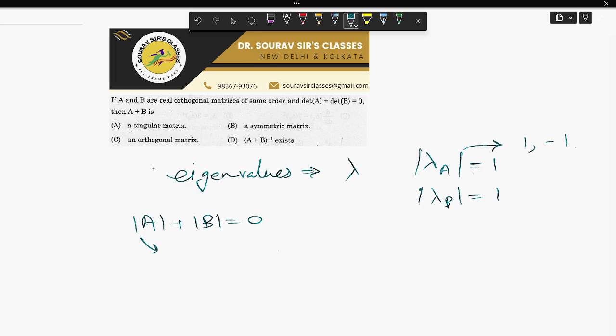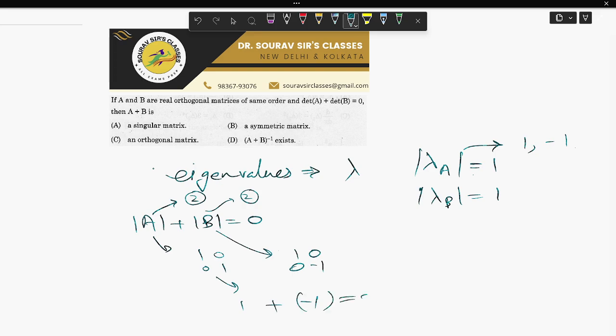So let us take it as a 2 cross 2 matrix, and the other is also a 2 cross 2 matrix. Okay, so let us take A as 1 0 0 1, and for B we can take 1 0 0 minus 1. Then what will we get? The determinant of A will be 1 and the determinant of B will be minus 1. So 1 plus minus 1 we will get 0, or in any other various options.